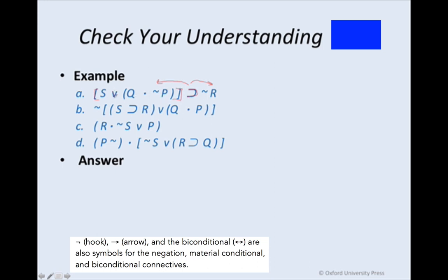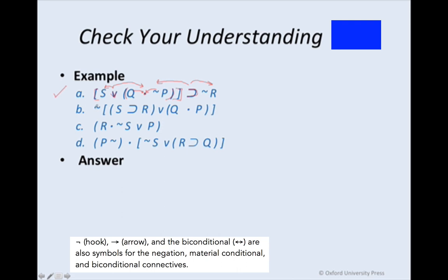We have a disjunction that's in between two sentences, one of which is simple and one of which is compound. The compound sentence, we can see, is separated off from the disjunction by way of a pair of parentheses. And there is a dot that conjoins the Q and the not P. So this one looks good.